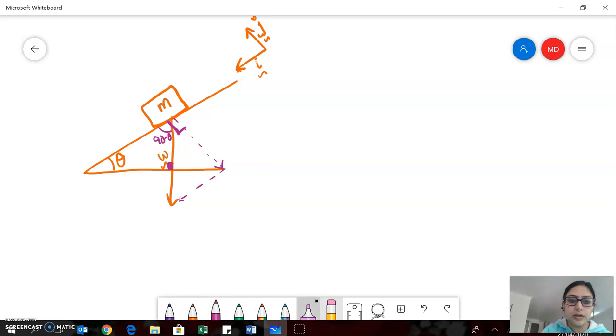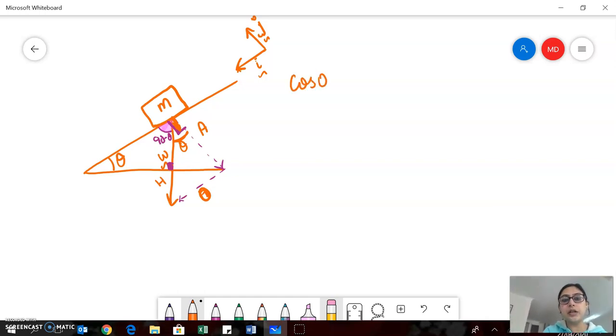So this angle, the one I'm highlighting, and this angle, the one I'm doing in orange, they must add up to 90. So that means this angle is then also equal to theta, because 90 minus theta plus theta will add up to 90, which should be the case. So now we are going to label our triangle. That's the opposite, that's the adjacent, and this is our hypotenuse.